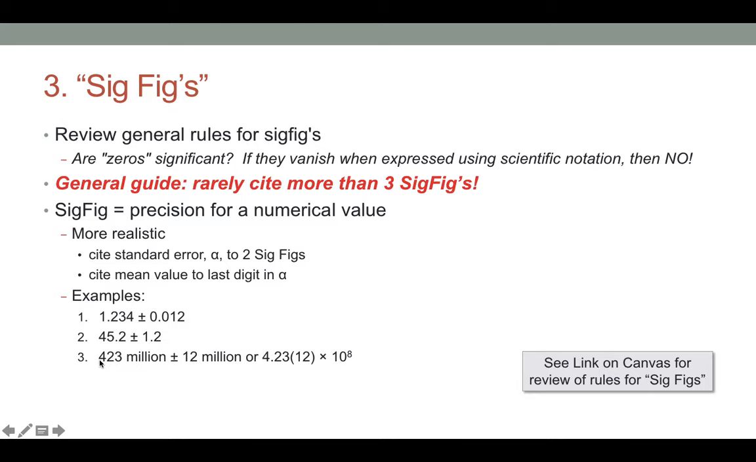Now, if we have something like 423 million plus or minus 12 million, that often should be expressed in scientific notation, and one convenient shorthand is to put the standard error just in parentheses next to the value. So 4.23 with 12 in parentheses times 10 to the 8th means 4.23 times 10 to the 8th plus or minus 1.2 times 10 to the 7th.